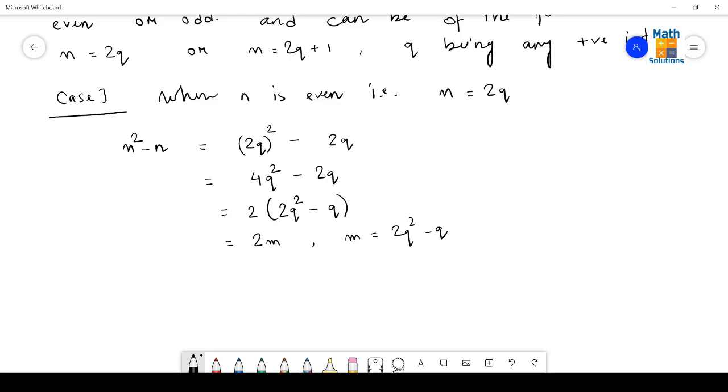So this will imply that n square minus n is equal to 2m, as we can express it as a multiple of 2. It means this is an even quantity. So case 1 is already solved. That was what we had to prove.